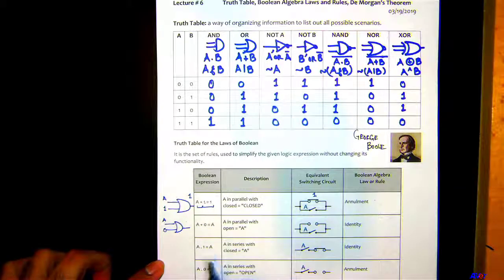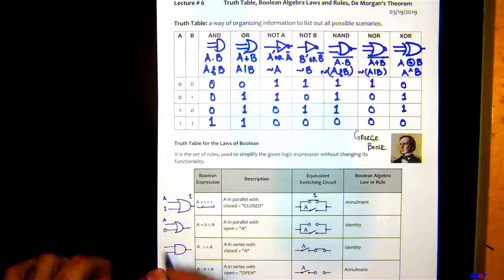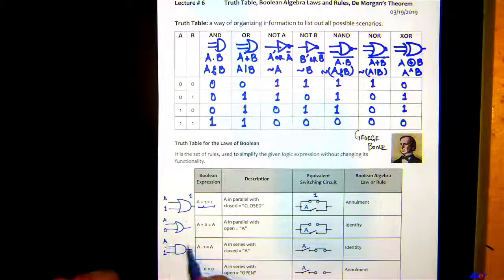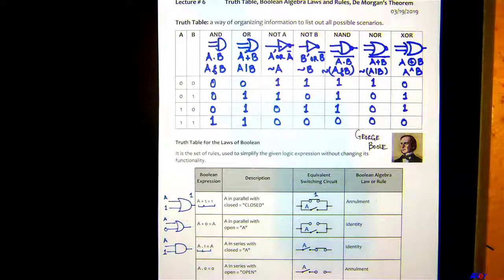Similarly, if you move down, A dot, we know, is an AND operator. Okay. So one of the inputs is high, so the output is really dependent upon A. If A is high, the output is going to be high. And that's what it reflects over here as well. This is how you would put it in a switching circuit. This rule is identified as an identity rule.